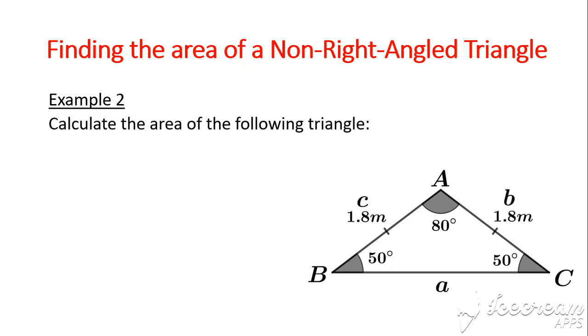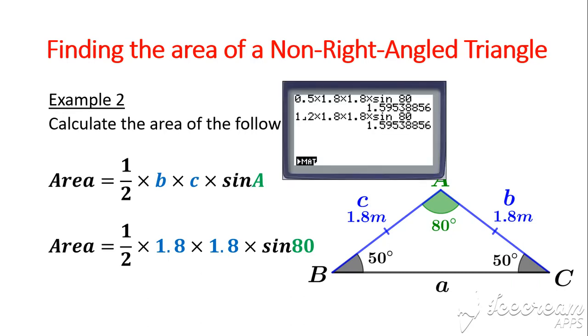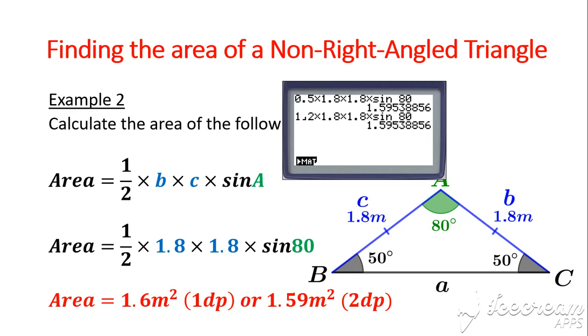So let's label our triangle and get into area is equal to half bc sine A, which is half times b times c times sine A. So we're calling this sine A, and b and c are both 1.8. So half times 1.8 times 1.8 times sine of 80, and grab your calculator to get an answer of 1.6 meters squared if I round it to one decimal place, or 1.59 meters squared if I want to be a bit more accurate and round it to 2 decimal places.